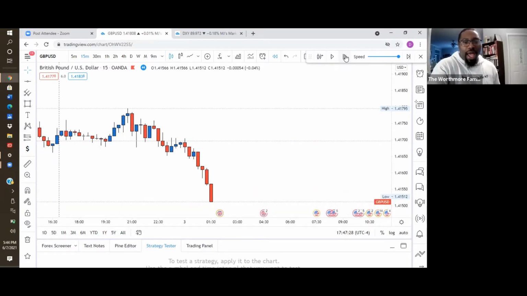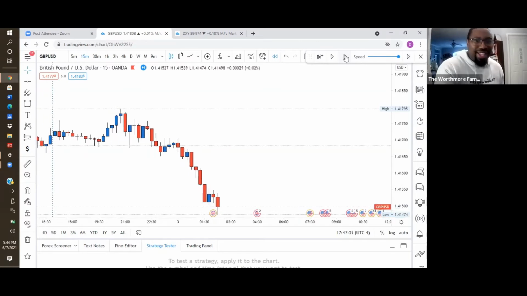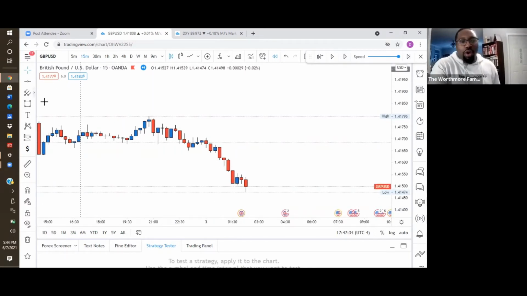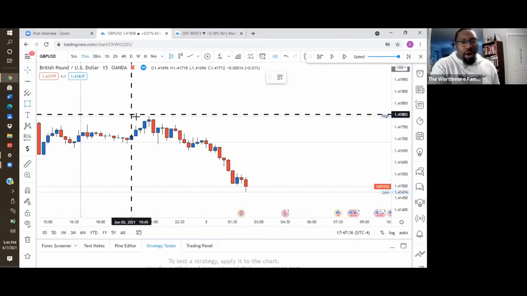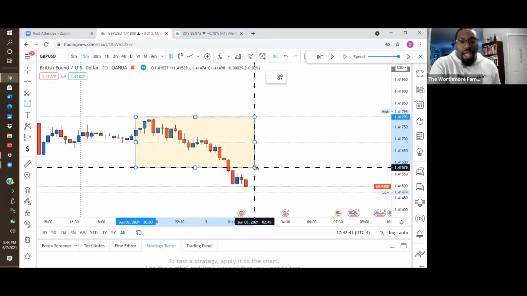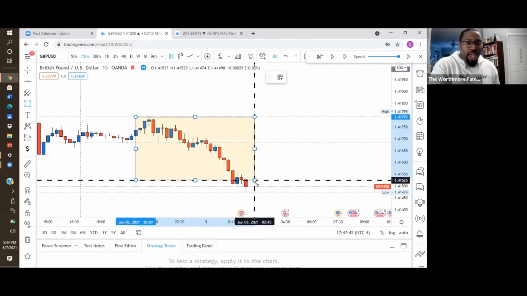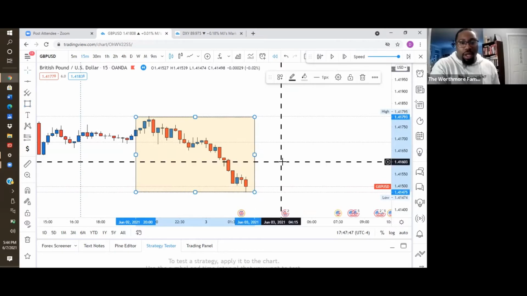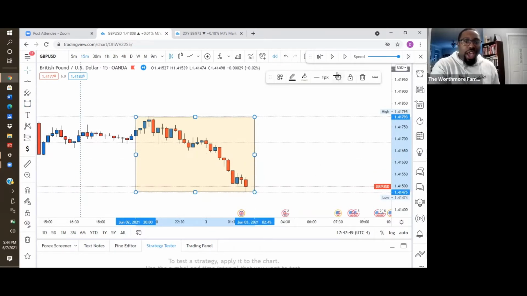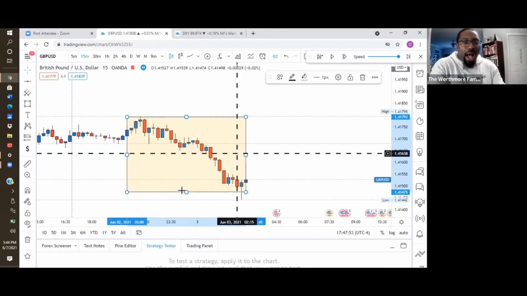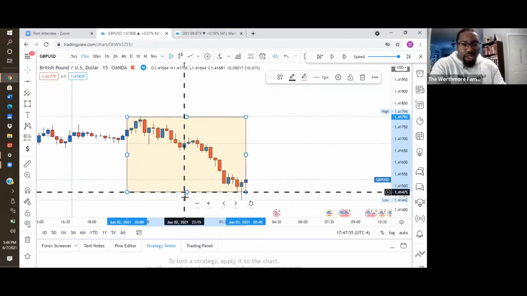I mark off my Asian range from 8 to 2. I've recently been doing it from 8 to 2:45 because I know that the London market makers actually start communicating with Asia at 3 a.m. So that means the 2:45 open candle is the 3 a.m. close candle. So that really is your true Asian range. We want to see just how high and low the Asian range has gone.